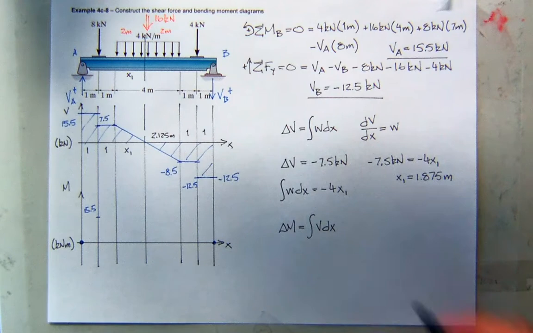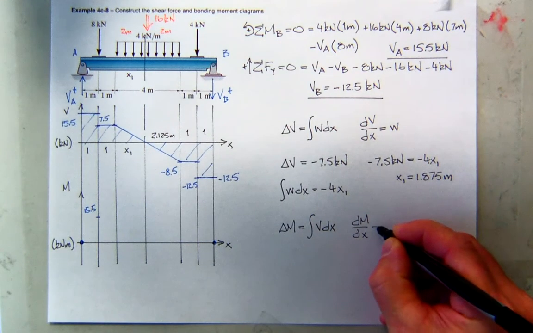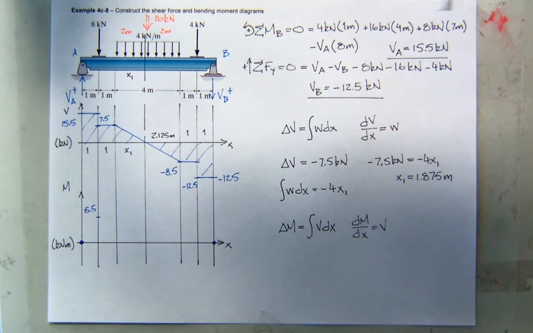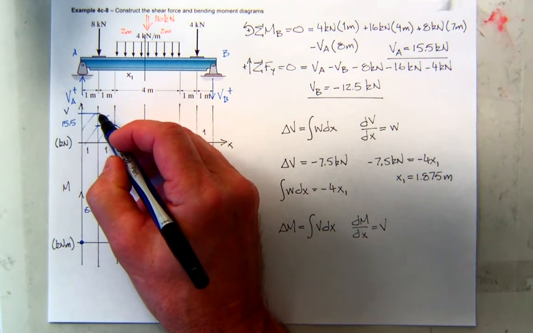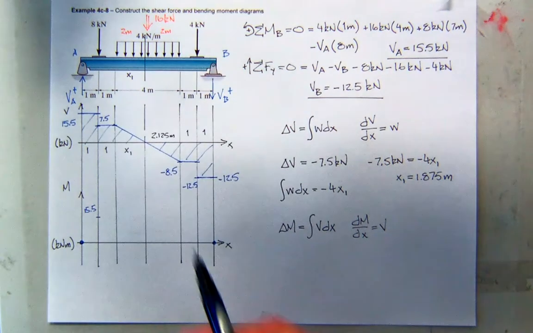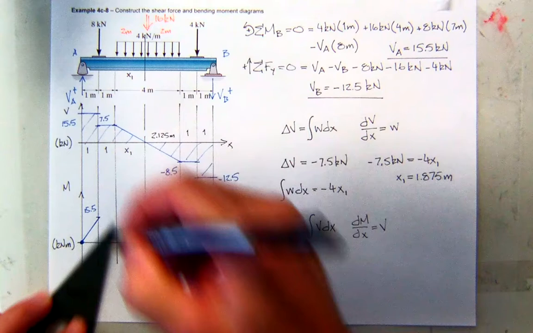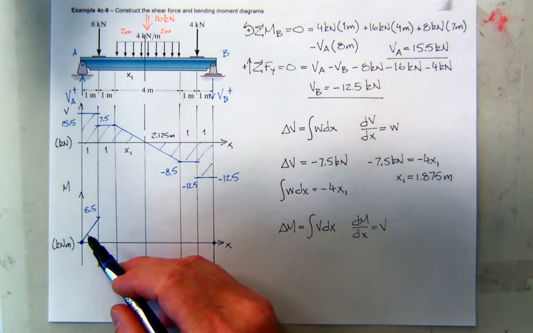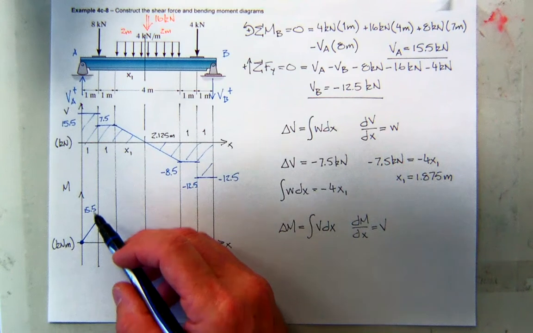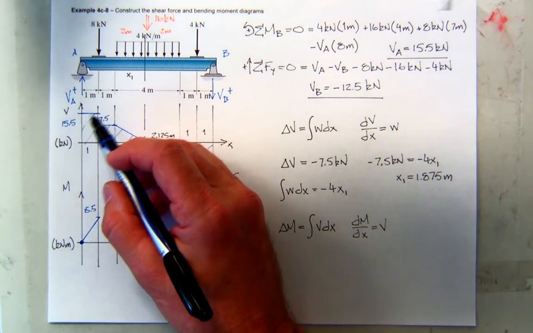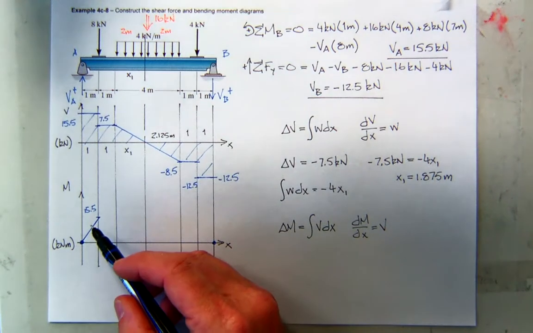And the slope of the moment diagram, defined by the derivative, is equal to the value of the shear. So what's the value of the shear in the first meter? Well, it's constant, and it's positive or negative? Positive. So here's a constant positive slope. By the way, what's the slope of the moment diagram in the first meter? Well, you go and read the shear value, and it happens to be constant. It happens to be what? 15.5. That's the slope of this line.